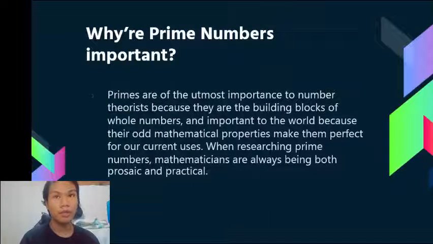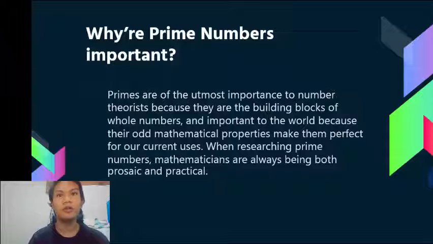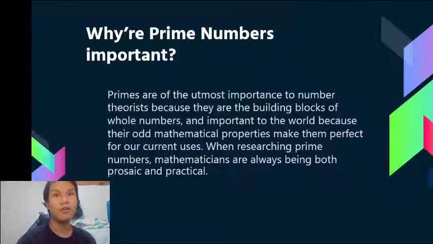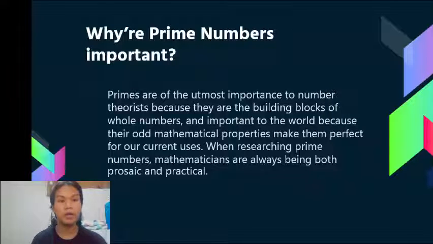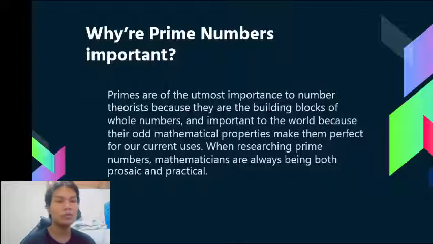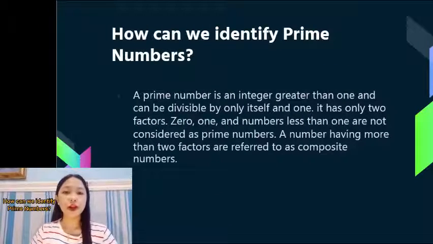Why are prime numbers important? Primes are of the utmost importance to number theorists because they are the building blocks of whole numbers, and important to the world because their odd mathematical properties can make them perfect for our current uses. When searching for prime numbers, mathematicians are always being both prosaic and practical. Also, their properties are used in cryptographic systems that we use to ensure the safety and security of electronic communications. And all numbers are built by multiplying these prime numbers together. That's why it is so important, because you get mathematics from these primes, or in short, prime numbers are the root of all numbers.